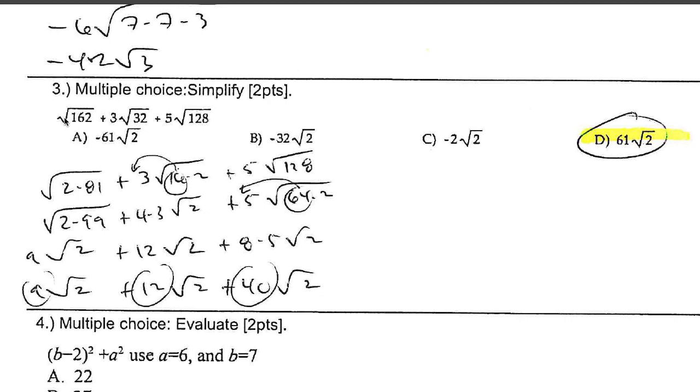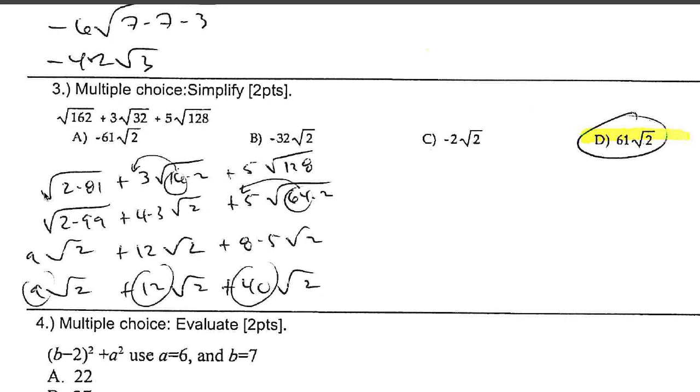Question number 3 says, simplify square root of 162 plus 3 square root of 32 plus 5 radical 128. Notice that all the radicals are not the same, therefore they're not like terms. We're going to have to simplify those. How did I simplify those?